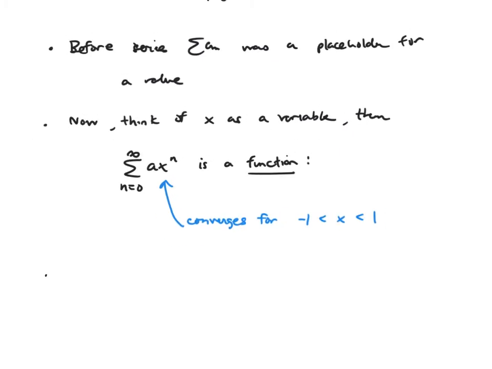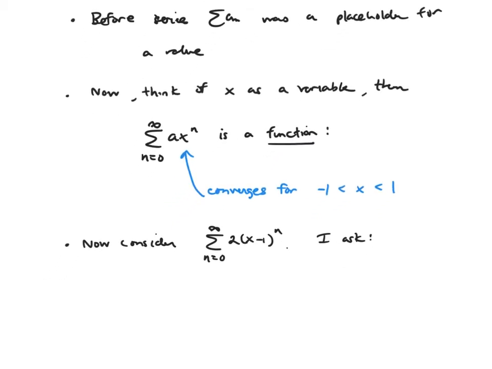All right, I'm just going to slightly change the series. Now consider, just as an example, the sum from 0 to infinity of 2 times (x minus 1) to the n. And I'm going to ask this: what x values does this series converge for? I did the same thing. I thought of x as a variable and I'm looking at the window of values of that variable that will lead to convergence of this series.